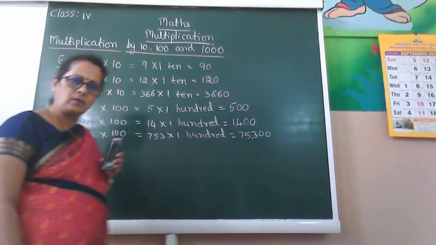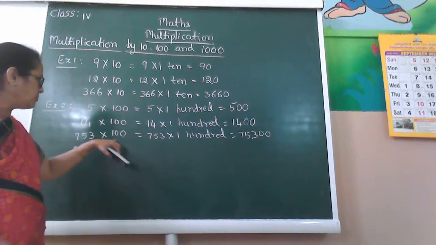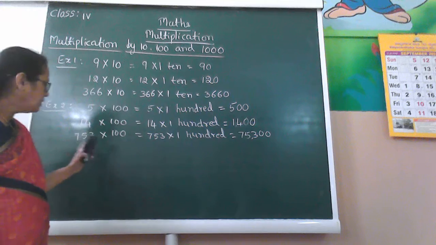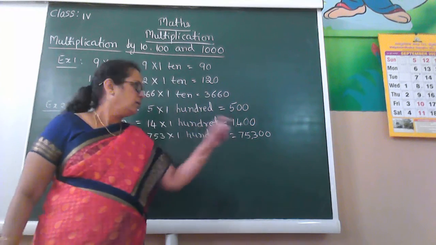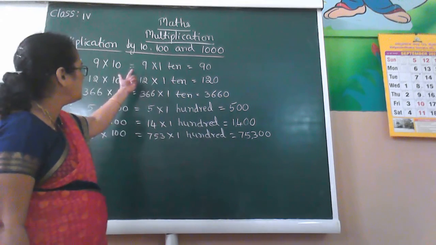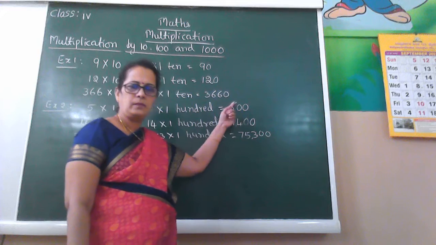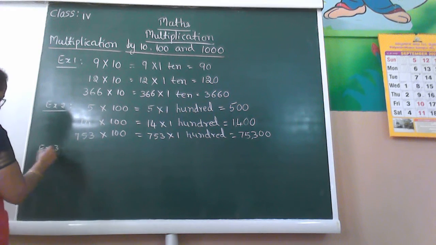Okay. So like this, whenever they give any number which is multiplied by 100, you will get the same number. After that you write 2 zeros. That is enough. Here in 10 means 1 zero. Here 2 zeros.